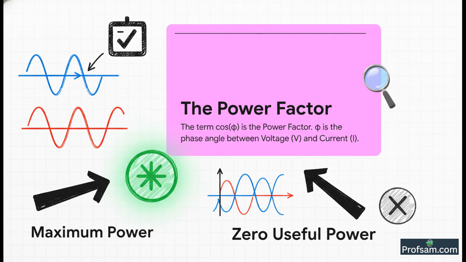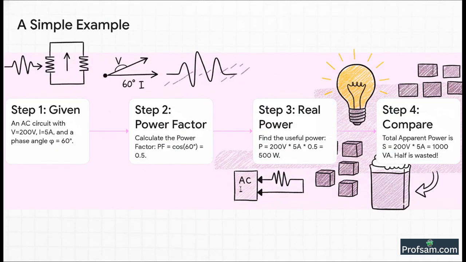Think of it like a score for how well they are timed, or how in sync they are. If they are perfectly in sync, like in a resistor, phi is 0, and cos of 0 is 1. Perfect power. But if they are 90 degrees out of sync, like in a pure inductor or capacitor, phi is 90, and cos of 90 is 0. 0 useful power.